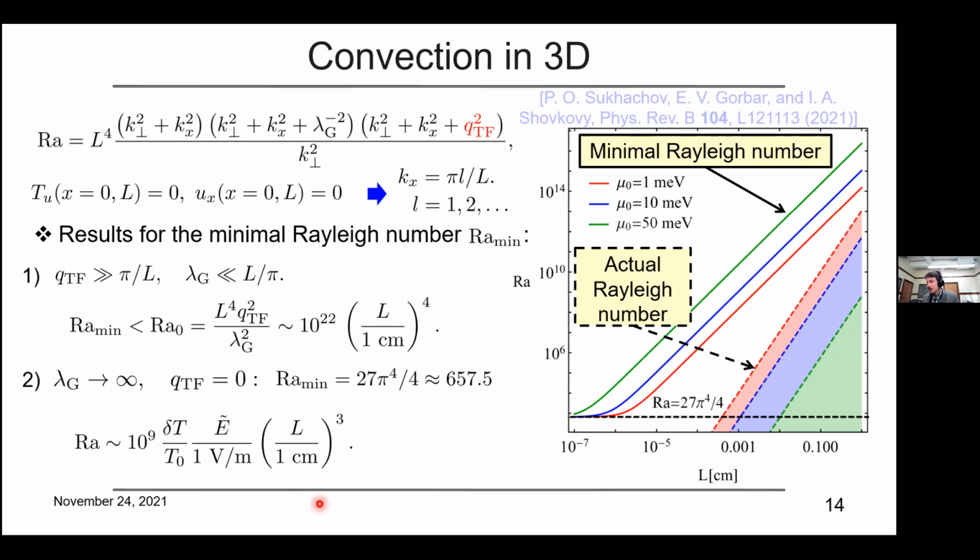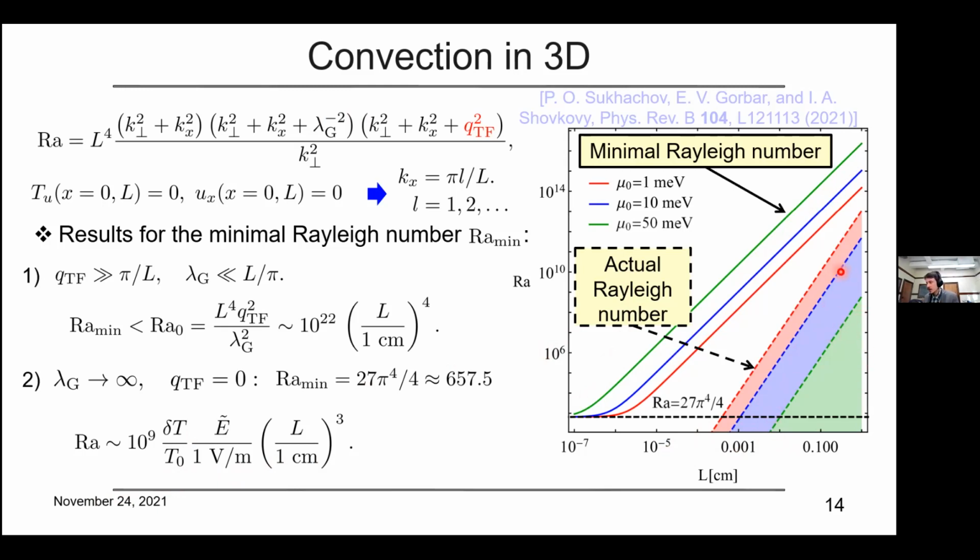So here is the estimate, and here are the plots for the minimal Rayleigh number and the actual Rayleigh number. The minimal Rayleigh number is given by, well, not this expression, but by a more complicated expression obtained by minimizing this solution, given by the solid lines here. And the actual Rayleigh number that we achieve by applying some temperature difference of the order of T0, and some rather large screened field of the order of 10 volts per meter, as a function of system size, is shown by these dashed lines and filled regions.